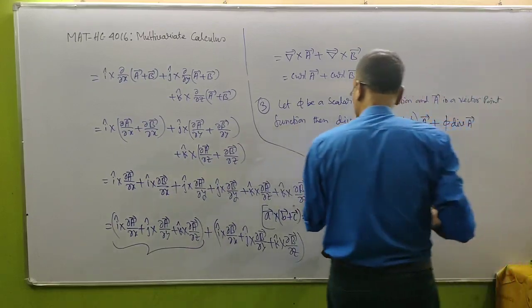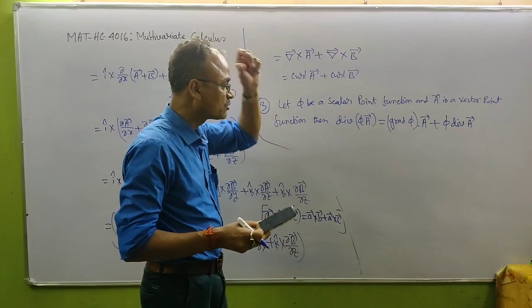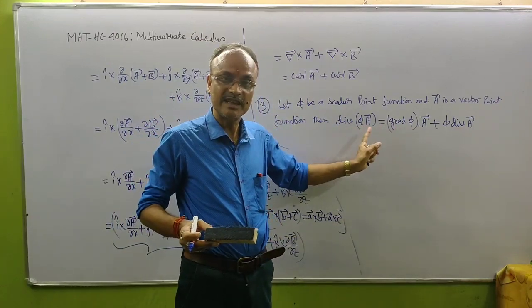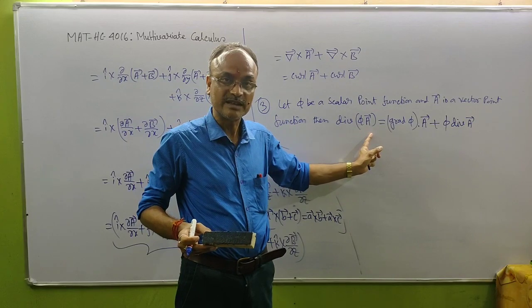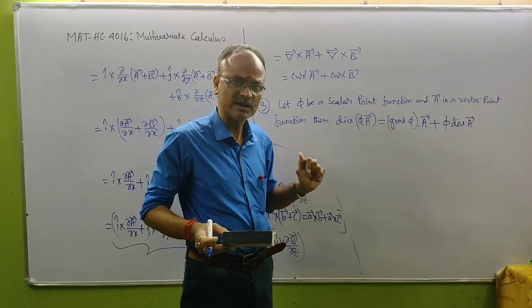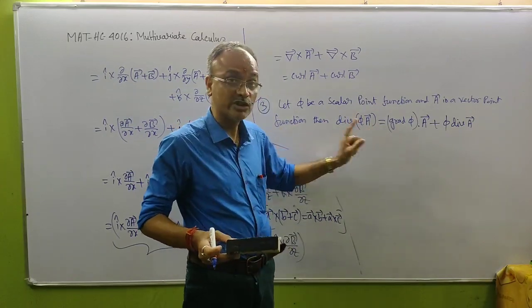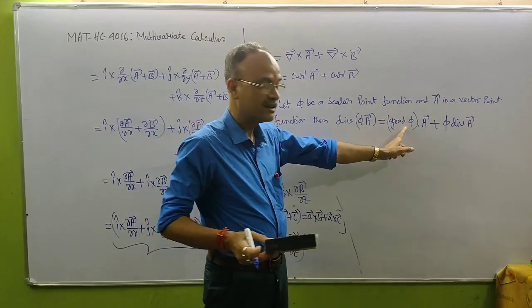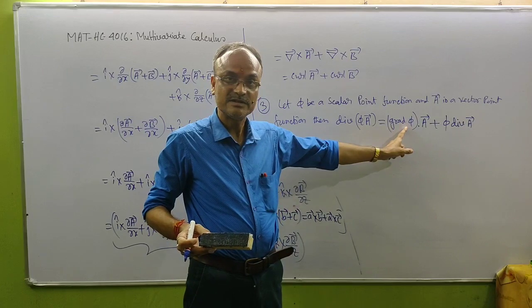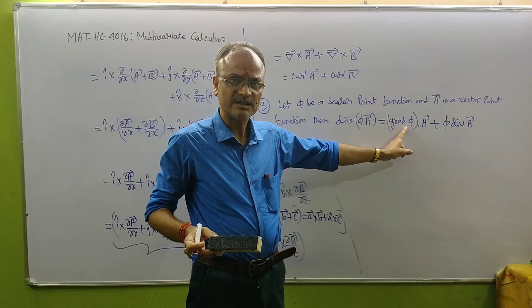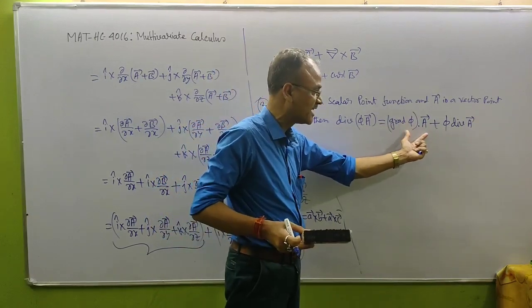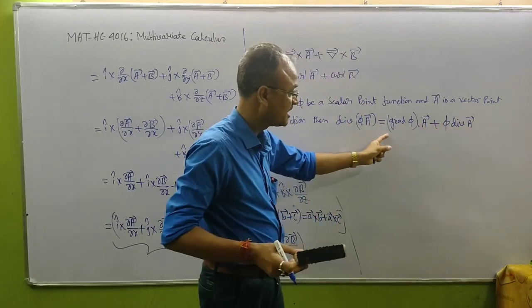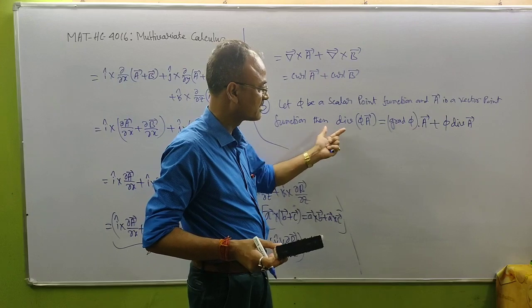Let me prove this result: divergence of phi A vector equals gradient of phi dot A plus phi divergence of A. You see, phi is a scalar quantity, A vector is a vector quantity, and the product is a vector quantity. The divergence of that vector quantity will be a scalar quantity, mind that. And here, gradient of phi is a vector quantity, the dot product of two vector quantities is a scalar quantity, and divergence of A is a scalar quantity. Right side scalar, left side scalar.